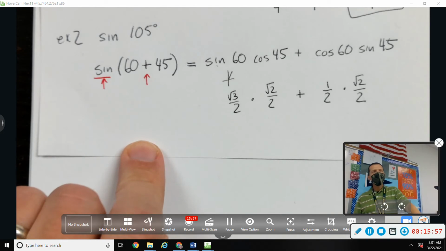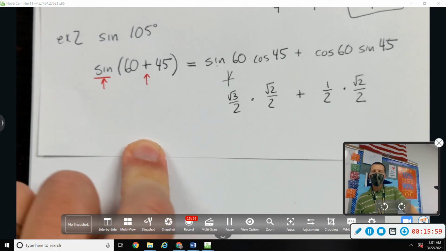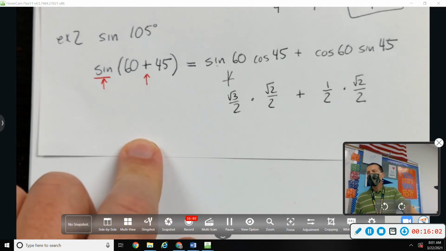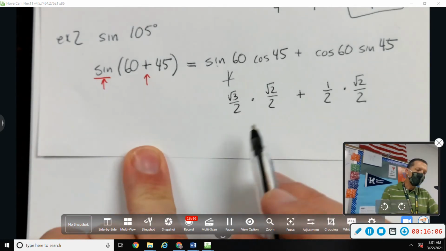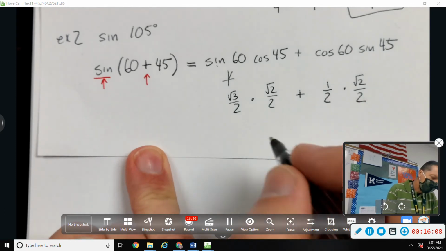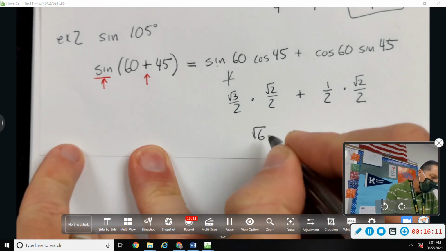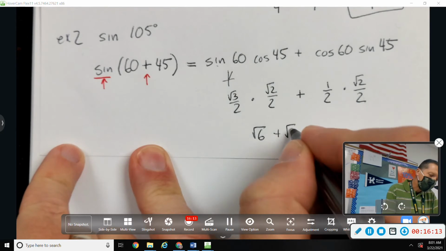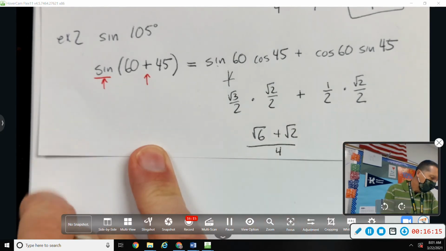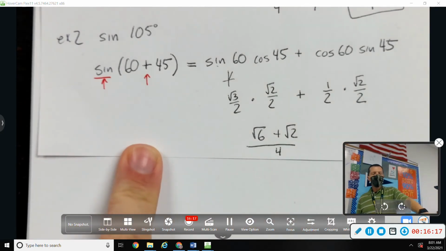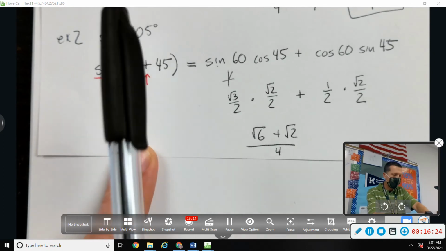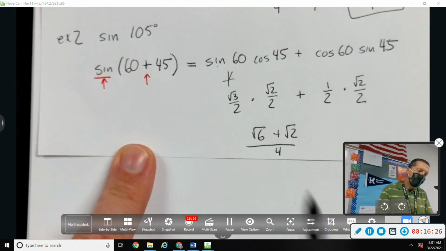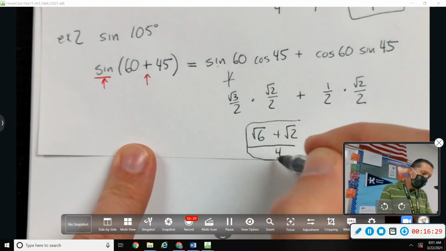A lot of the multiplication and addition turns out to be really similar today because there's only so many values on the unit circle. So there's, again, a whole lot of root 3 over 2, root 2 over 2, and 1/2. So I'm almost out of space. I'm going to skip a step here. Root 6 plus root 2 all over 4. I'm not going to put this one in the calculator, but I could type sine 105 in the calculator. I could type all that in the calculator, and they would match.